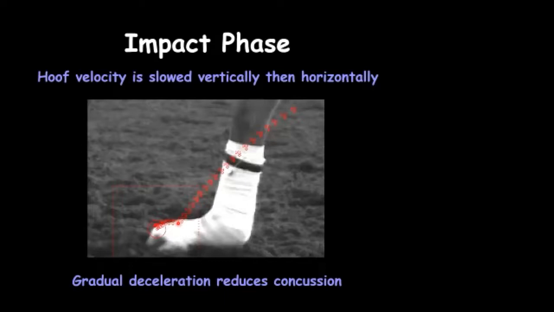So the downward velocity is stopped first, but then the hoof continues to slide forward a little ways as the horizontal velocity is decreased. And then just at the end here where you see this little curve, that's when the toe of the foot rotates into the footing.